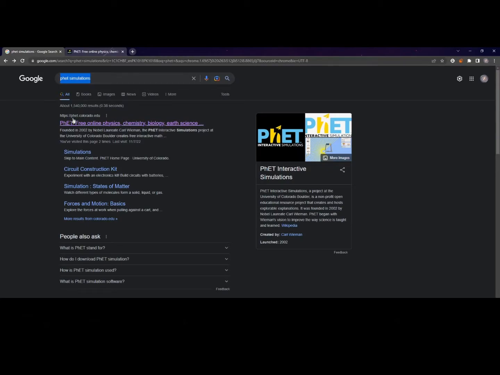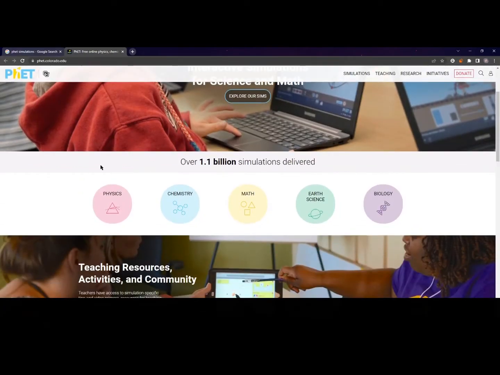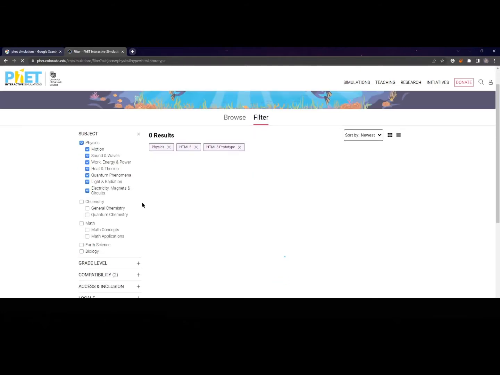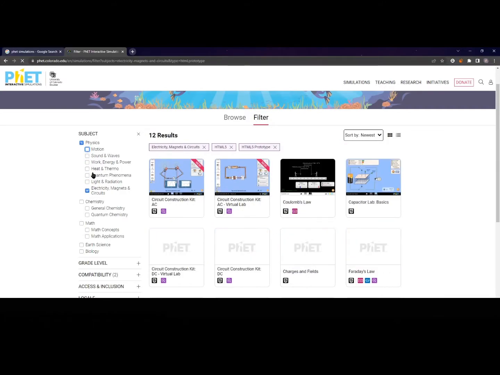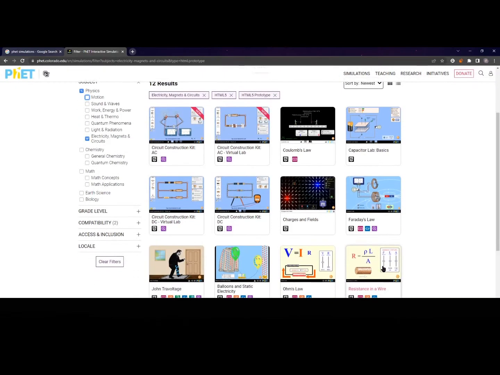Go to this website, phet.colorado.edu. Once you're here, today we're going to run some circuit based simulations for a current and electricity unit for IGCSE. So let's go to physics and then select our choices and get to electricity, magnets and circuits. Now it will refine the tools that are available.